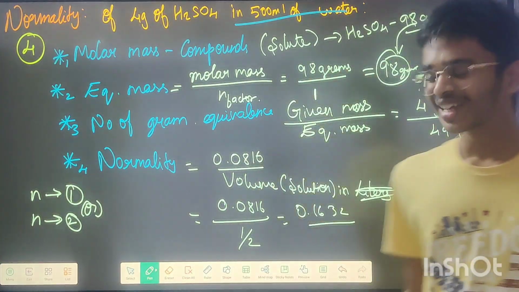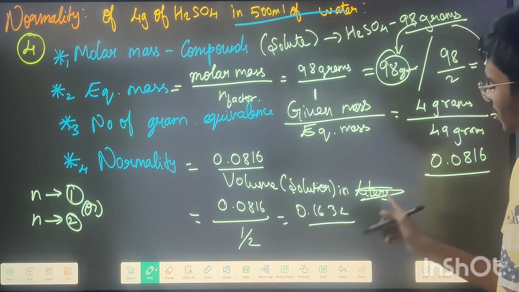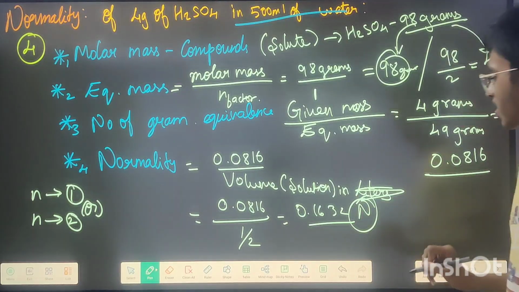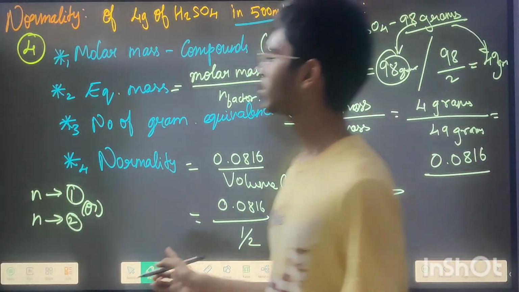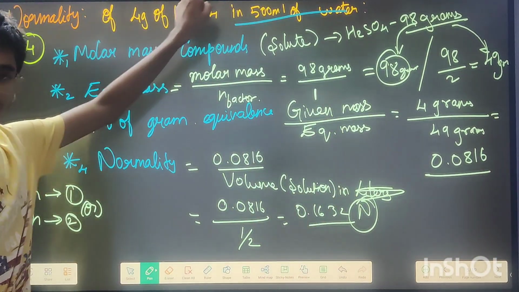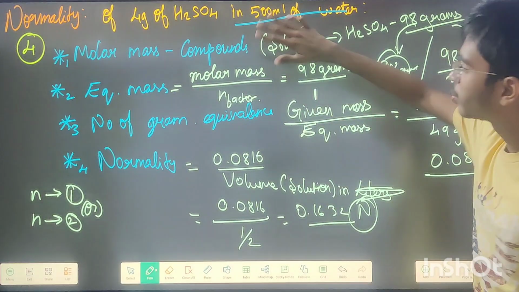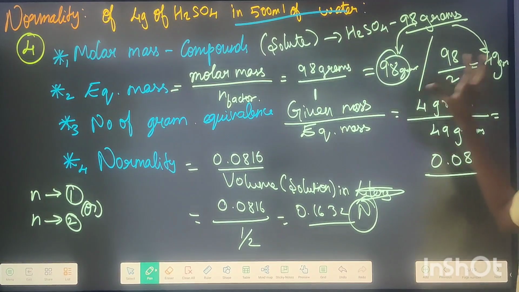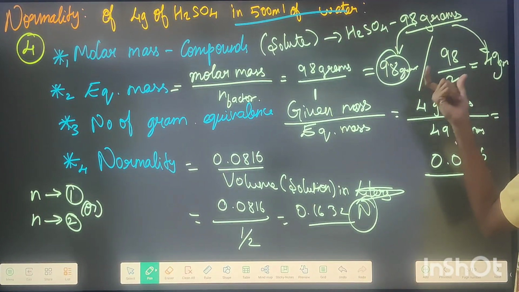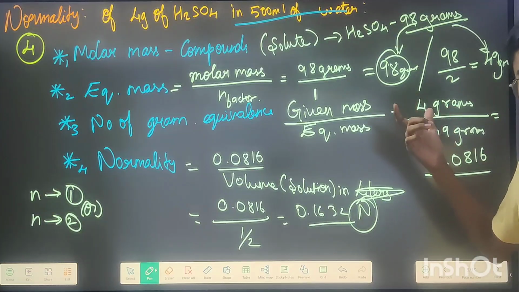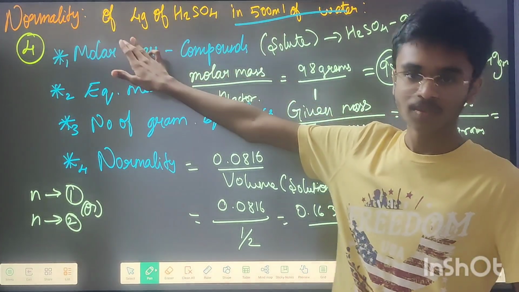Okay, so that means when you're doubling this, it is going to be 0.1632 as its normality. So this is how we are going to calculate your normality. First you have to find the molar mass. Then you have to divide that molar mass by n factor. Then you will be getting your equivalence mass. Then you have to calculate how many equivalence masses are there in the given mass.